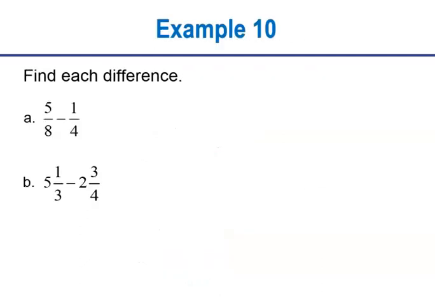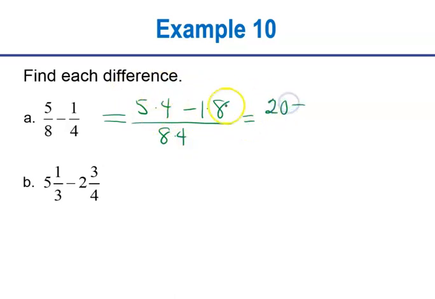Okay, so if we use that definition that they gave us, 5/8 minus 1/4, we could say 5 times 4 minus 1 times 8 divided by 8 times 4. Simplified, 5 times 4 is 20, minus 1 times 8 is 8, and 8 times 4 is 32. We know 20 minus 8 is 12 divided by 32.